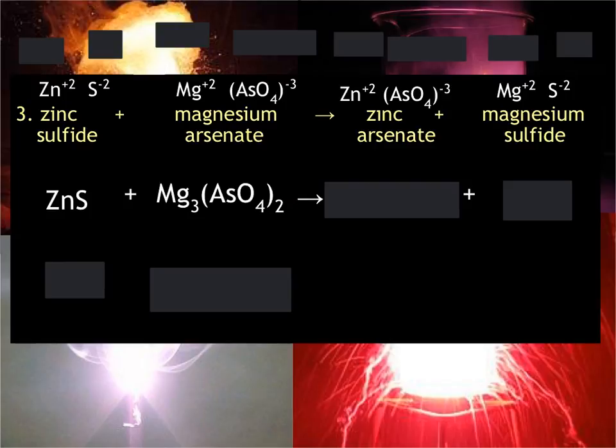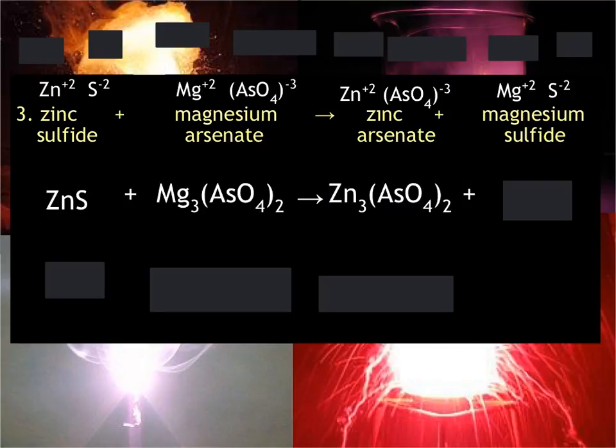The next one is the zinc arsenate. Zinc has the +2 charge, arsenate again has a -3 charge. I'm going to crisscross these numbers so that I get a balanced compound. So that'll be 3 zinc atoms to 2 arsenate polyatomic ions.